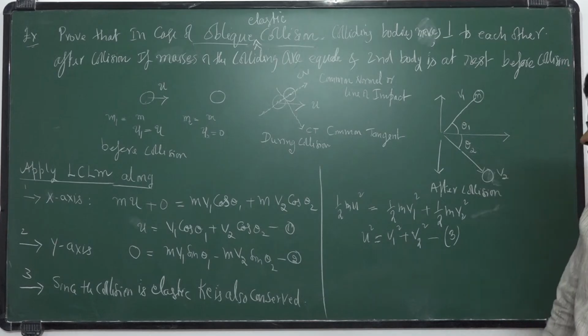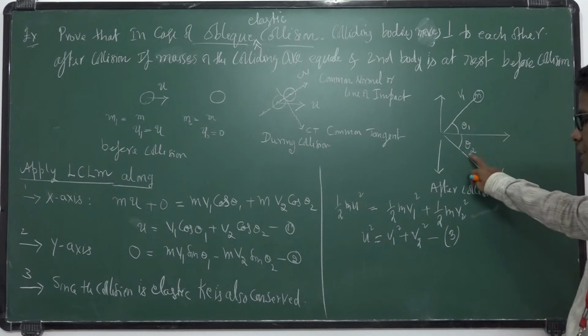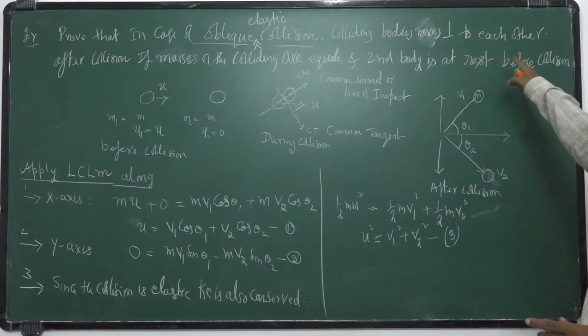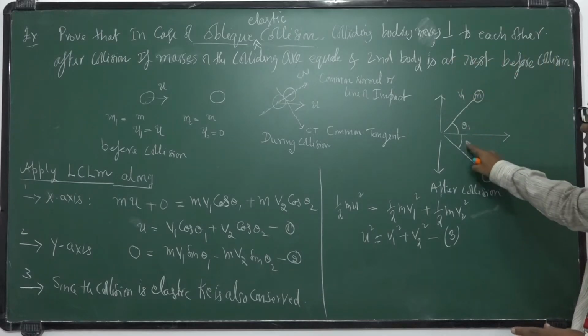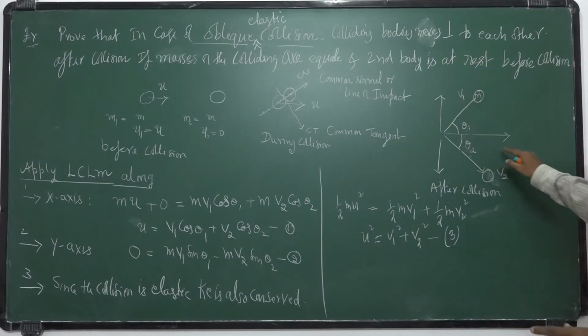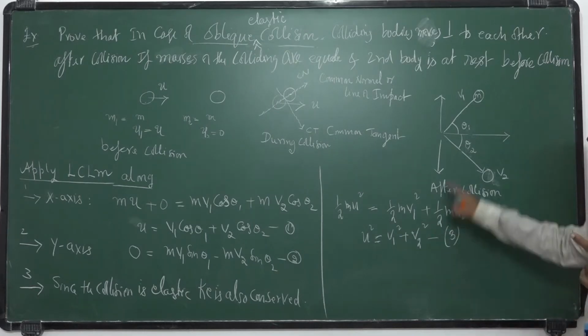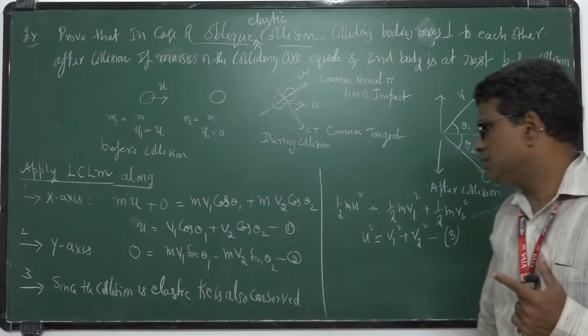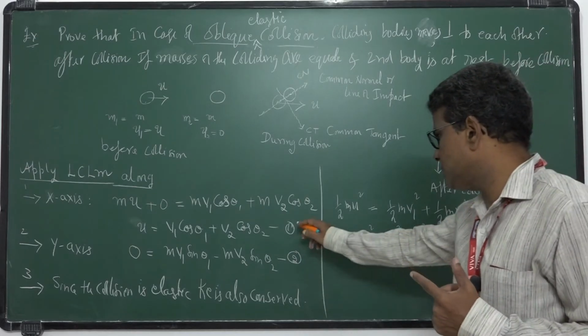From these 3 equations, what are the unknowns here? Theta 1, theta 2, v1, v2, and we have to prove that they move perpendicular to each other. That is, we have to prove that theta 1 plus theta 2 is 90 degrees. So, how can we solve this?